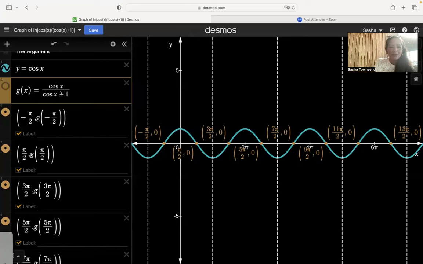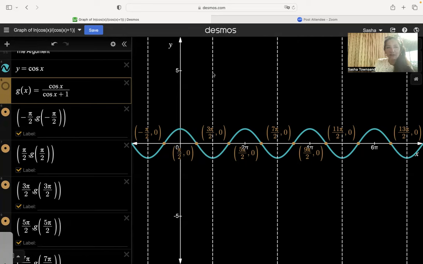Now we also have those vertical asymptotes whenever cosine of x plus 1 is equal to 0. So our cosine graph, we can see it here. We know that cosine of x plus 1 equals 0 when cosine of x equals -1. That cosine function is equal to -1 at pi. And then because that function repeats, we can add 2 pi as many times as we want. We can subtract 2 pi as many times as we want. And we'll also have asymptotes there as well.